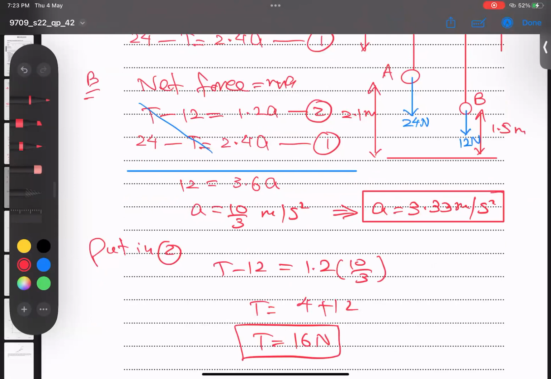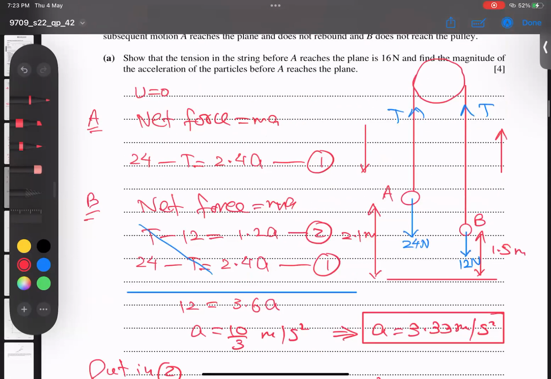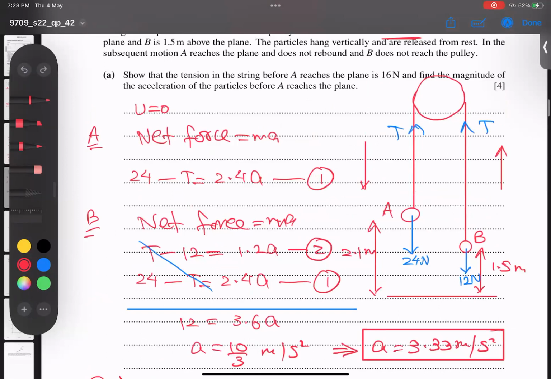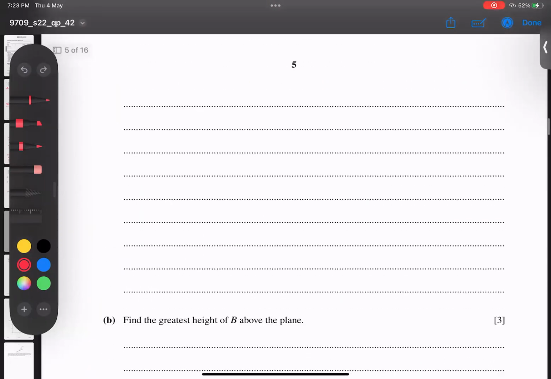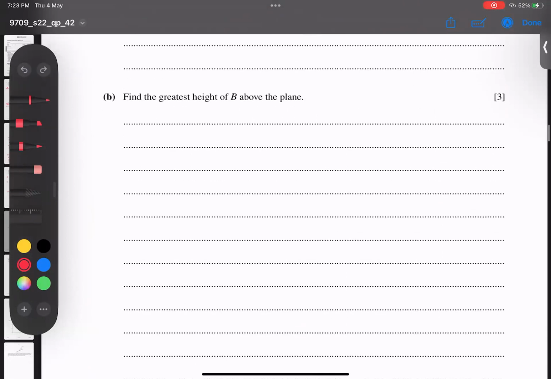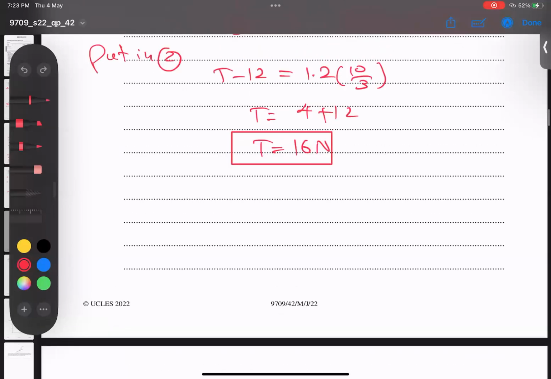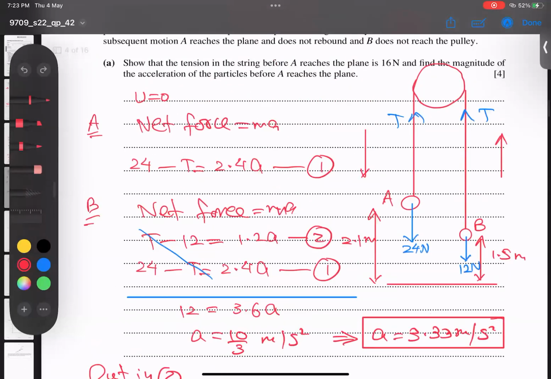All right, and that is what he was asking us to prove. Alhamdulillah, this part is very clear. Let's go for the next part. The next part is to find out the greatest height of B above the plane. You know what happens, students? Let me tell you one thing. This is the first situation. Naturally, A is a heavy particle, so A will come downward and hit the ground.